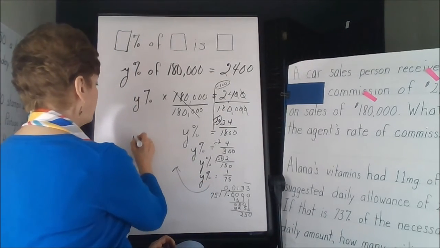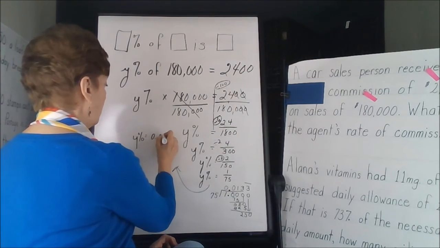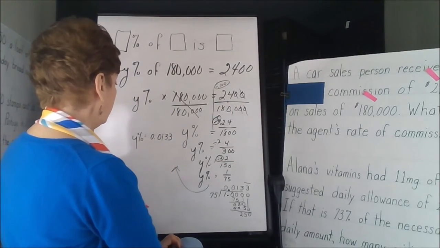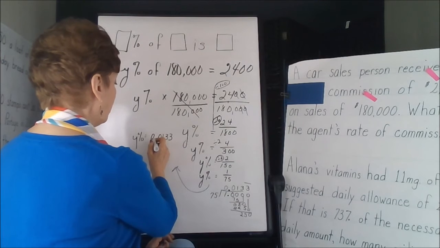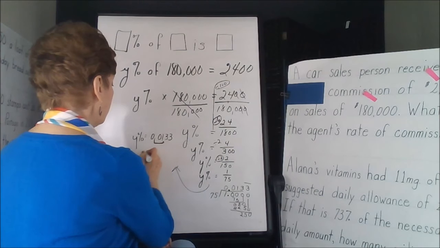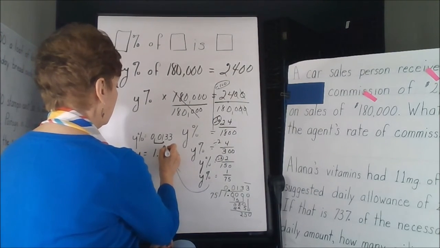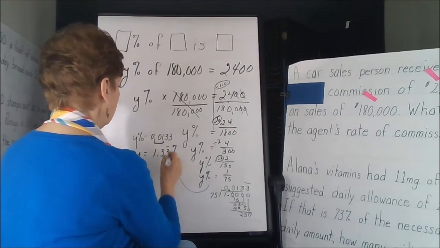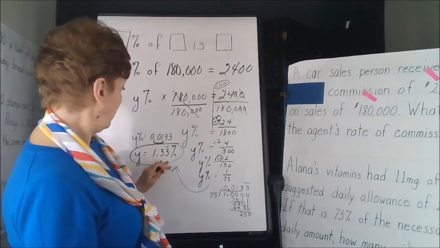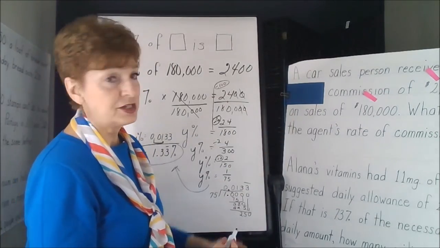All right, so let's take it up here so you can see better. We have y percent is equal to 0.0133. So to make a percent out of this, we're going to move our decimal point 2 places to the right. So y would equal 1.33%. The salesperson receives 1 1/3, basically 1 1/3% for each dollar that he sells.